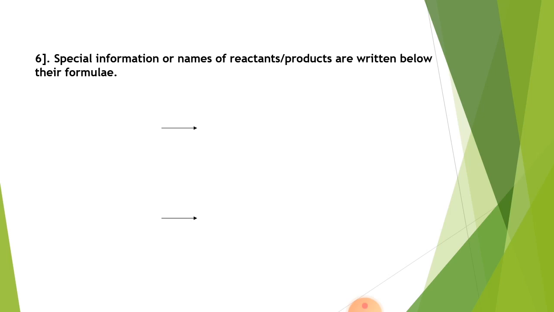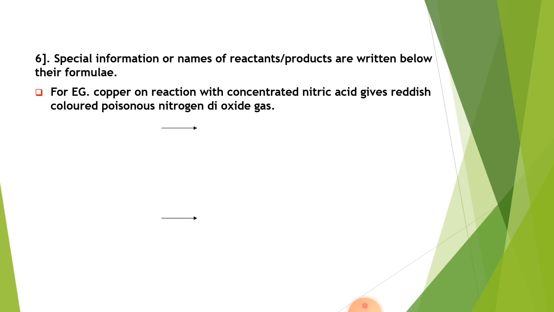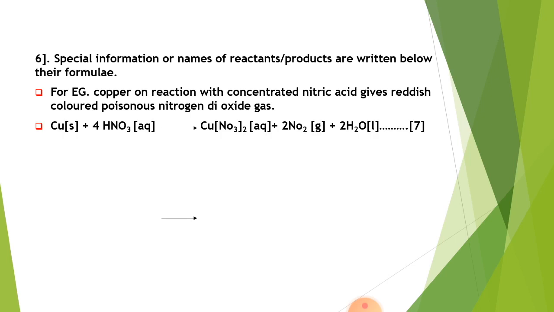So point number 6, special information or names of reactants and products are written below the formula. For example, copper on reaction with concentrated nitric acid will give reddish colored poisonous nitrogen dioxide gas. Okay, so when copper reacts with concentrated nitric acid, it will give nitrogen dioxide, that is 2NO2, when we use concentrated HNO3.